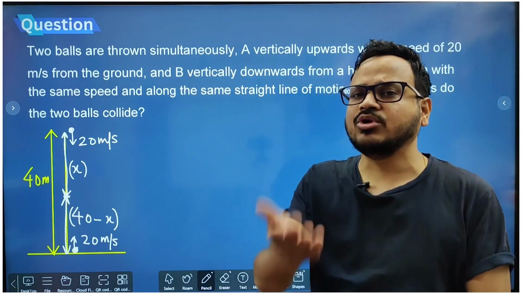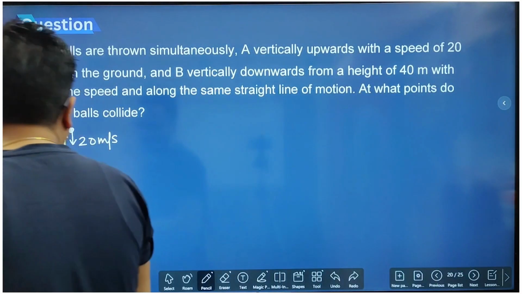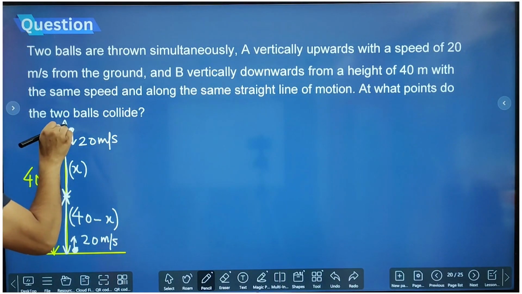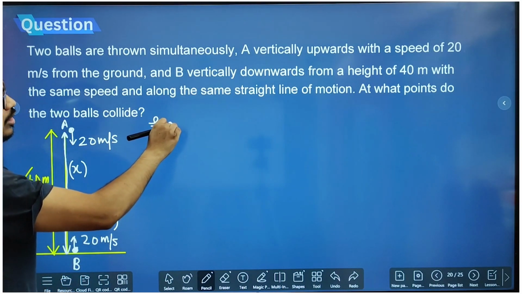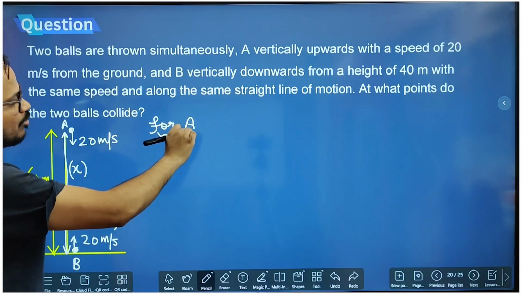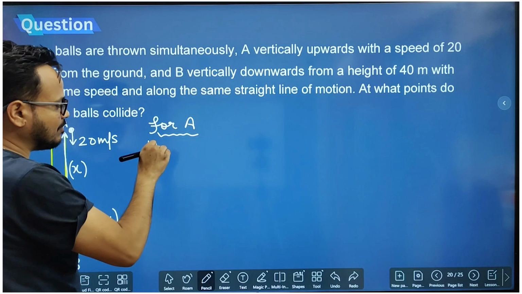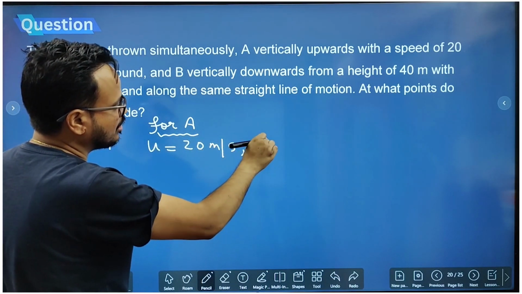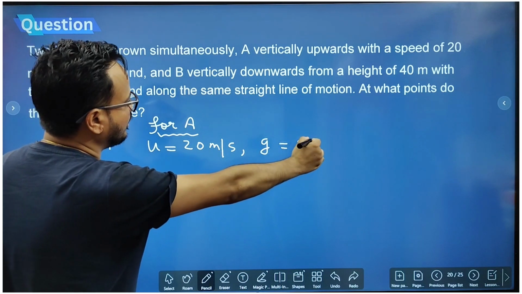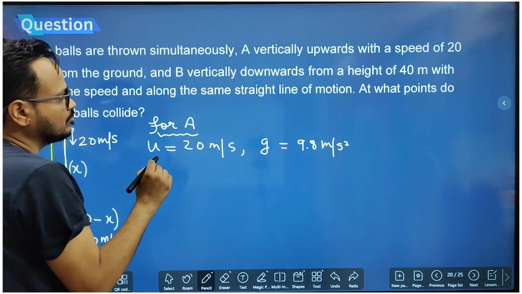If the body is going upward, then g is negative, and if the body is coming downwards, then g is positive. Suppose this body is a and this body is b. So for body a, u is 20 meter per second, g is 9.8 meter per second square, t is t.